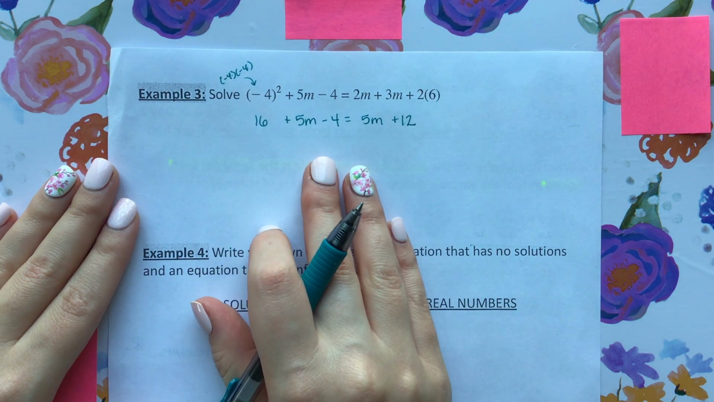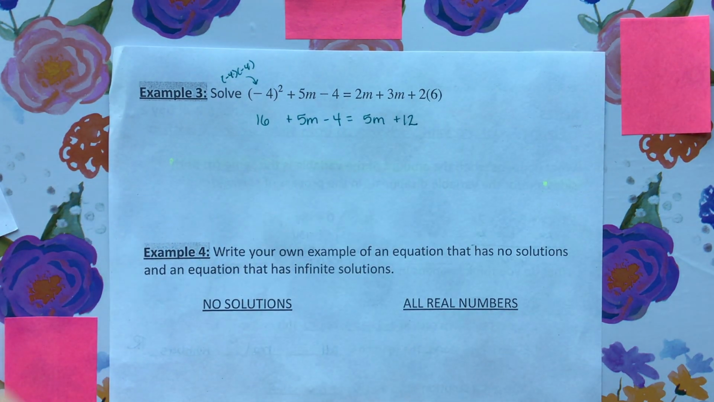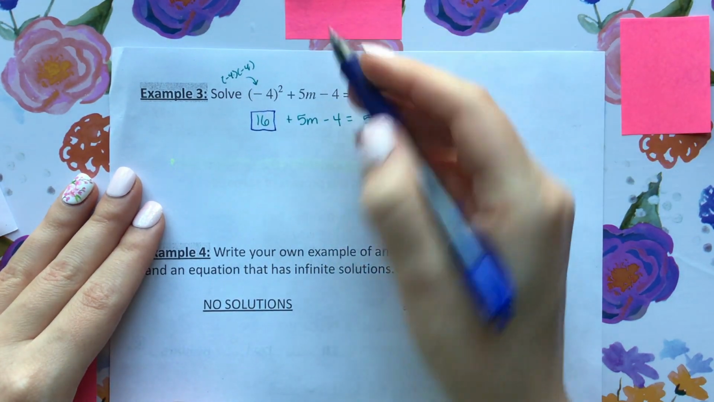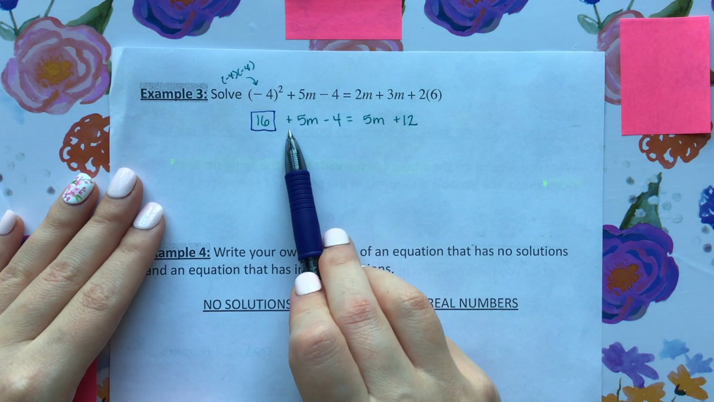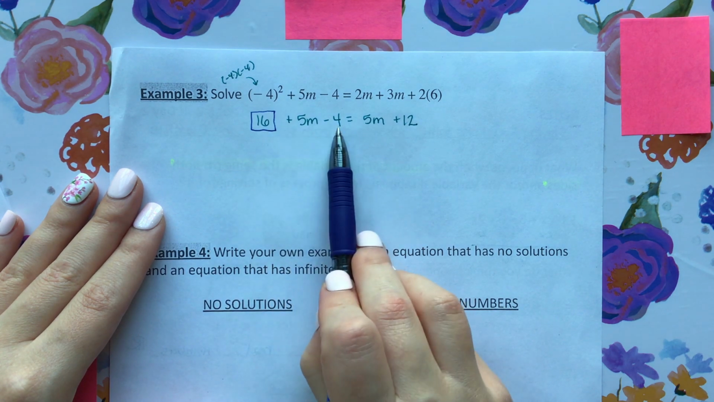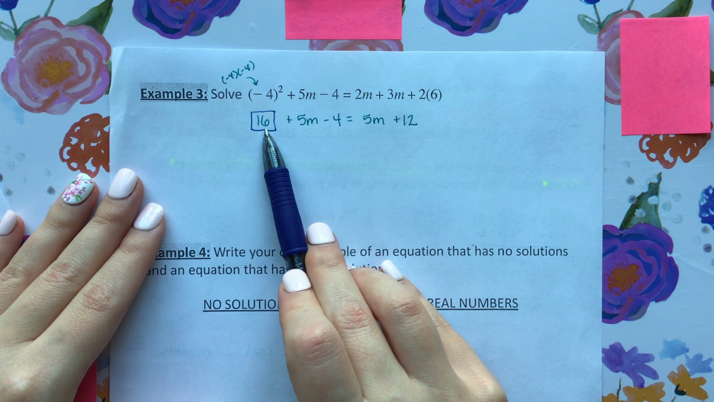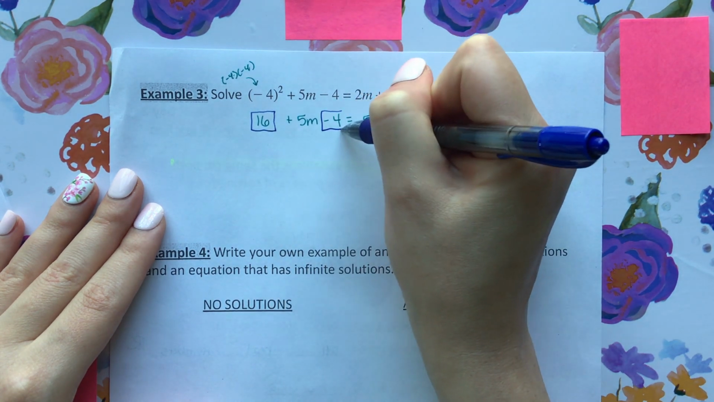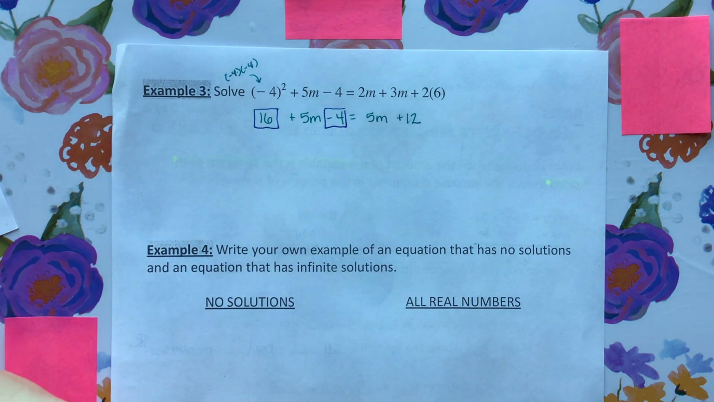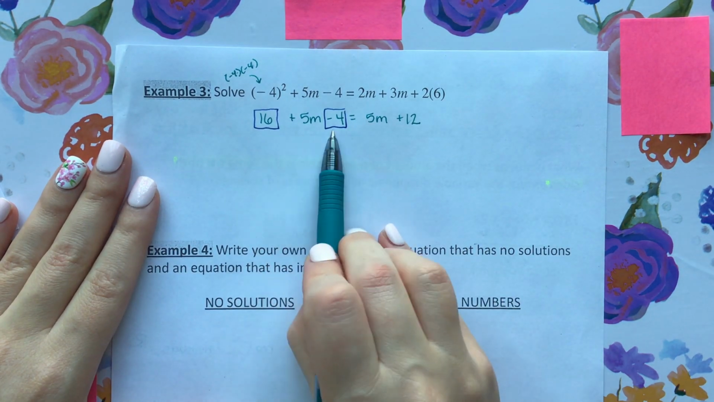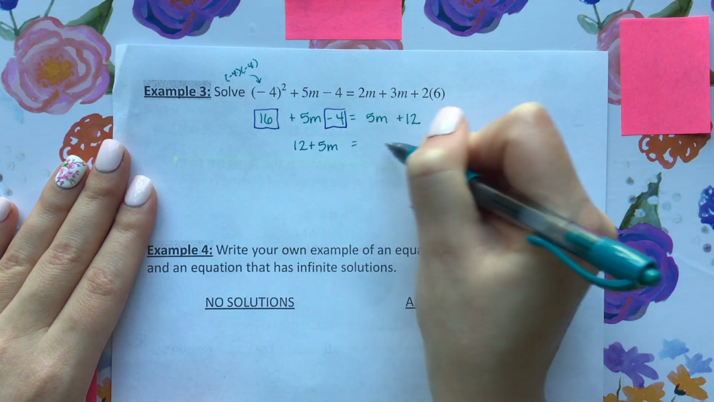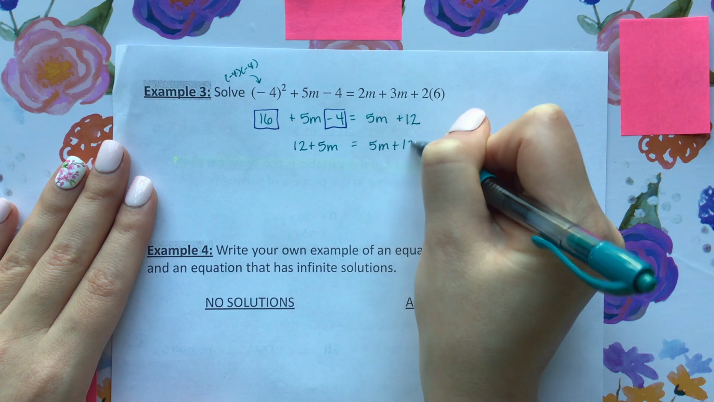Now I have some more like terms on the left side of the equation. You can see it here. I have a positive 16, and remember, you are not paying attention to the sign behind the term. It's not 16 plus and then this number. It's 16 minus 4. So I'm going to get 12 plus 5m is equal to 5m plus 12.